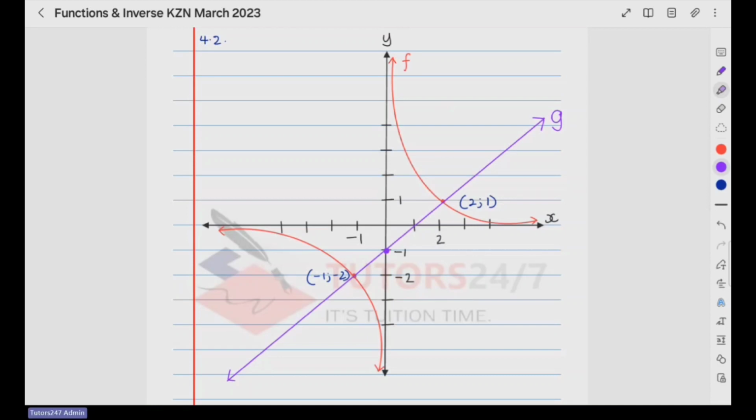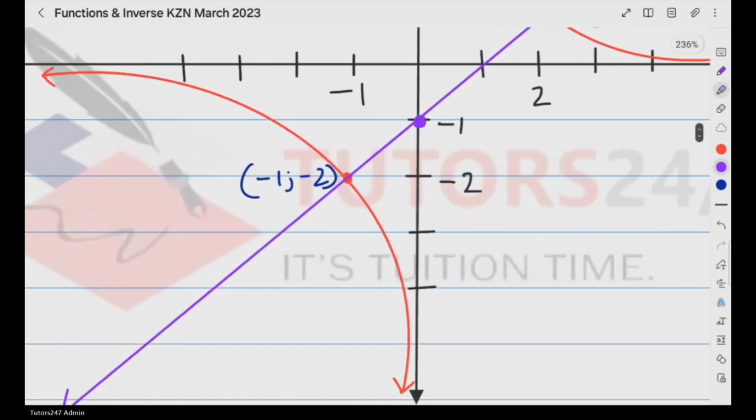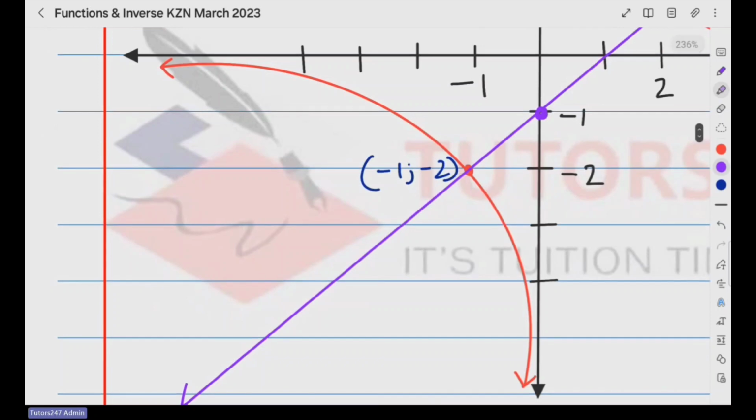So to make life easy for ourselves, we are going to separate this question into two parts. We'll have a look at to the left of 0 and to the right of 0. But we will not look at x is equal to 0 because the function doesn't exist there. So I'm going to start with the left of 0. I need to find out for what values of x will the red function be above the purple function.